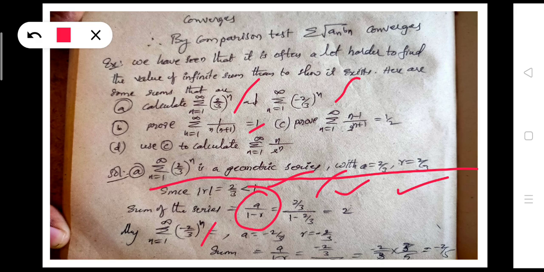We know that a is minus 2 by 3 and r is equal to minus 2 by 3. The sum of this series is equal to a by 1 minus r, that is minus 2 by 3 by 1 minus (minus 2 by 3), which is equal to what? Minus 2 by 5.